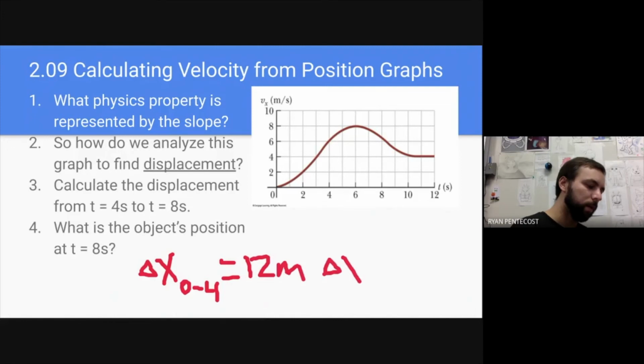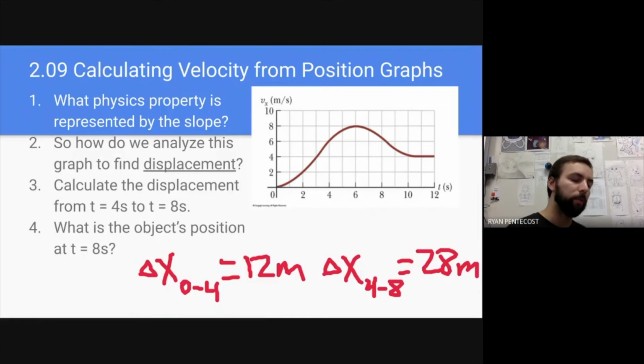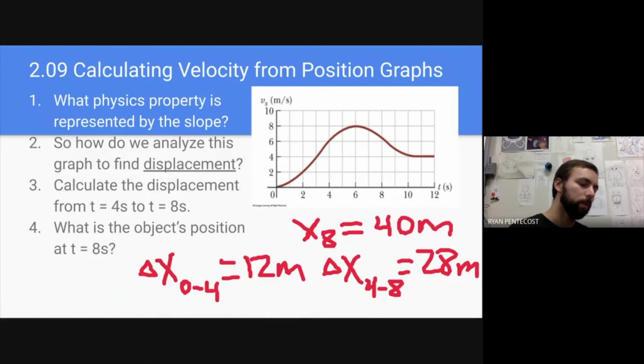And then the change in position from 4 to 8 from our last problem was 28 meters. Now, if we need to know what is the object's position at 8 seconds, we just add those together. The position at 8 would be approximately 40 meters. And I'll go ahead and put a squiggle there just because we're not using exact figures right now. So it is approximately 40 meters.